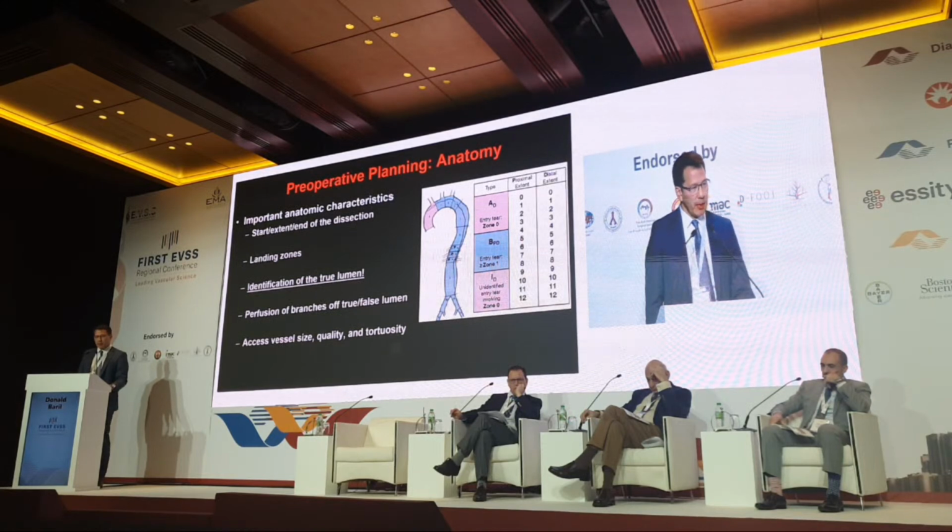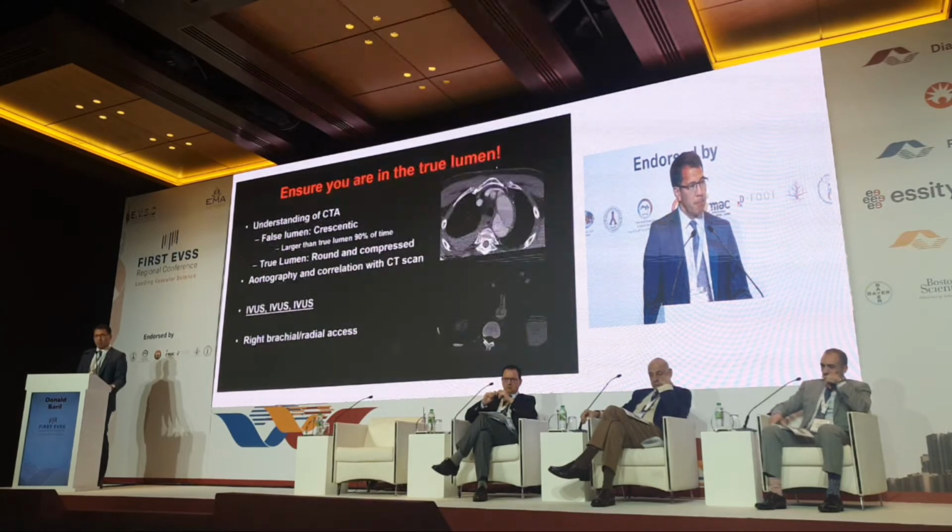Really, when you're thinking about the anatomy, you want to know the start, the extent, and the end of the dissection, what your landing zones are going to be, identifying the true lumen, perfusion of where the branches are coming off the true and/or the false lumen, and then as with TEVAR for aneurysm, thinking of vessel size in terms of access with regards to their quality, tortuosity, and so forth.